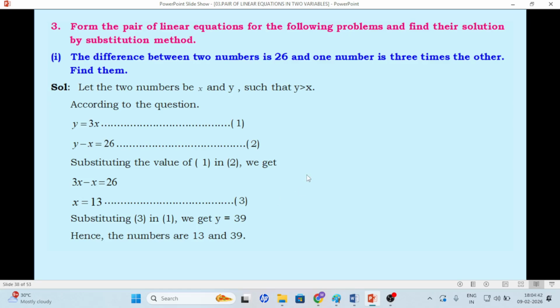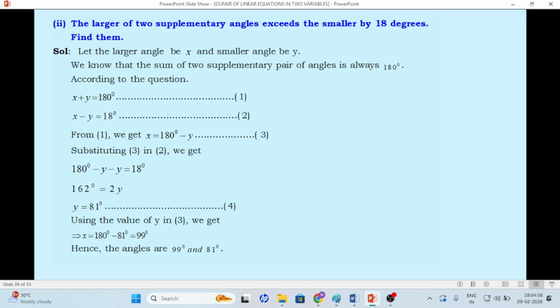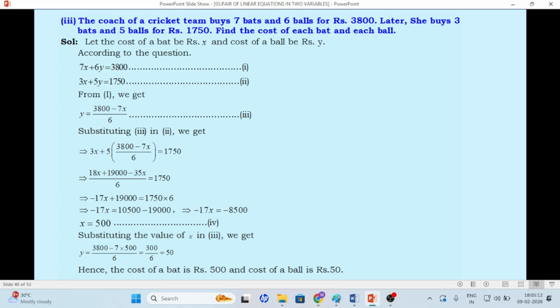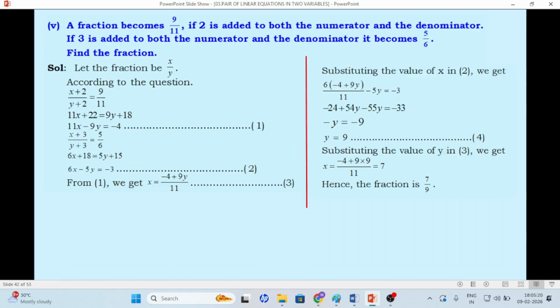Similarly, with word situations, you are going to prepare the linear equations. There is a possibility of converting the word problem into linear equations, and then we have to go for solving. Here also: the larger of two supplementary angles exceeds the smaller by 18. Supplementary means the sum of the two angles is 180, and the difference is 18, larger minus smaller. Here also, word formation is there. We have to convert into linear equations and then solve graphically. Try to learn graphical solutions for all the questions.